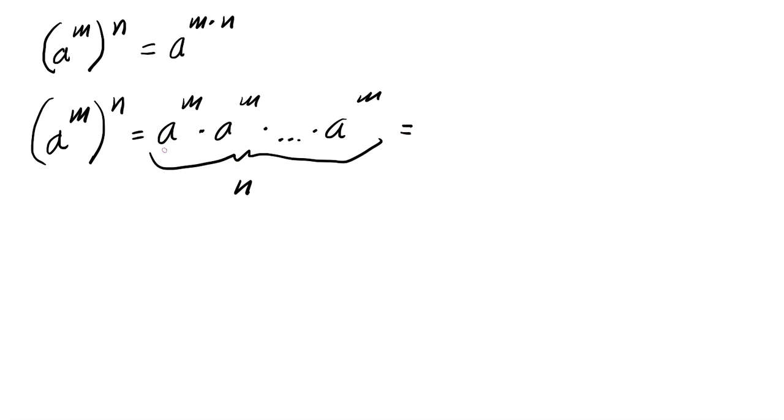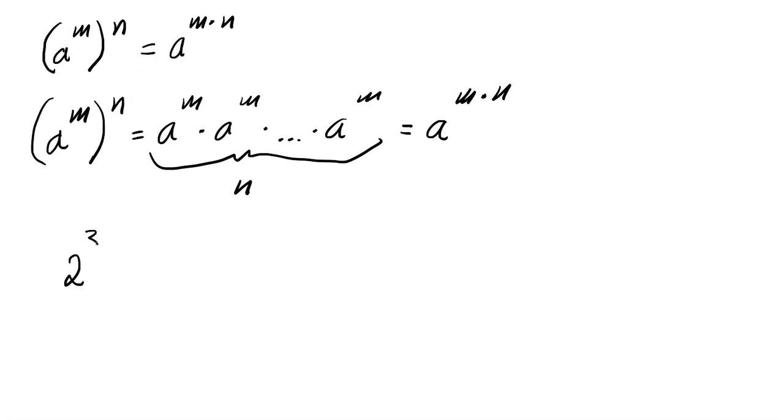But then we just see this represents a multiplied by itself m times, and all of these do the same. So how many a's do we have in total? Yeah, we have m plus m plus m, n times. So this is just m multiplied by n. So this is how many a's we have here. And that's just this rule here.